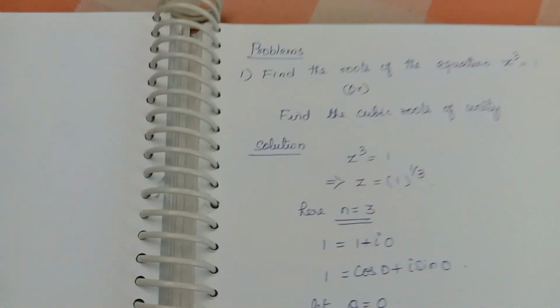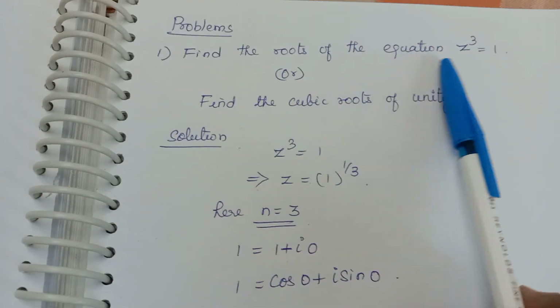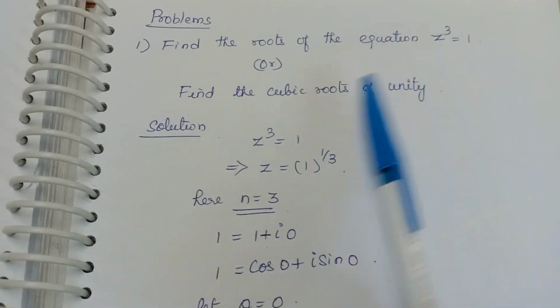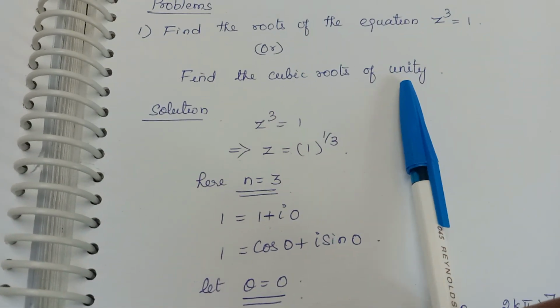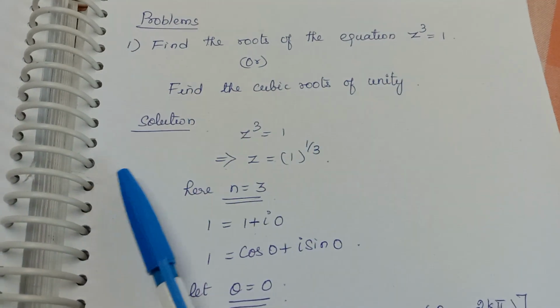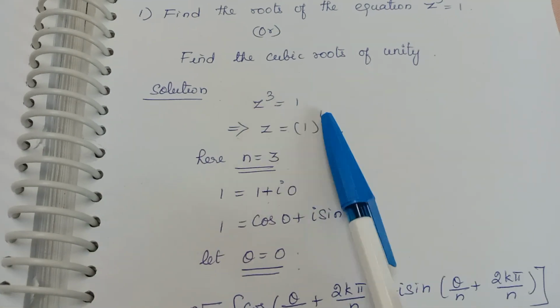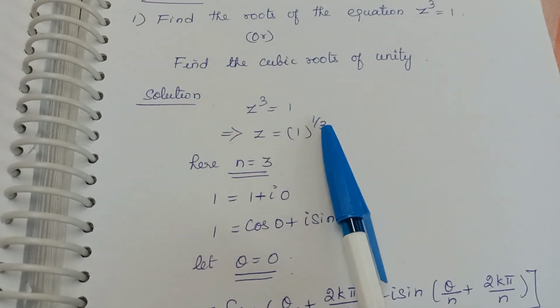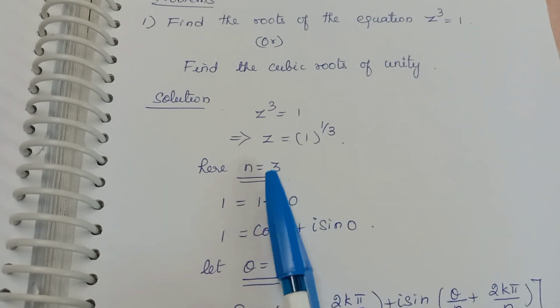First I have taken cubic roots of unity. That is, find the roots of the equation z cube equal to 1, or simply find the cubic roots of unity. This is cubic root, no? Okay, right. So here what is given? Z cube equal to 1. That means what? Z equal to 1 power 1 by 3. So here n equal to 3.